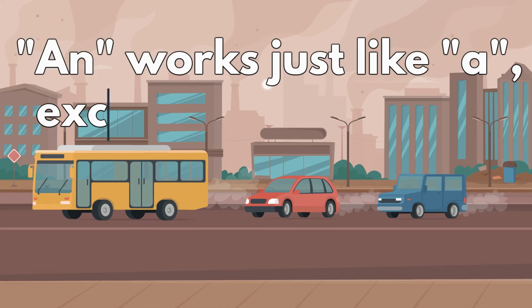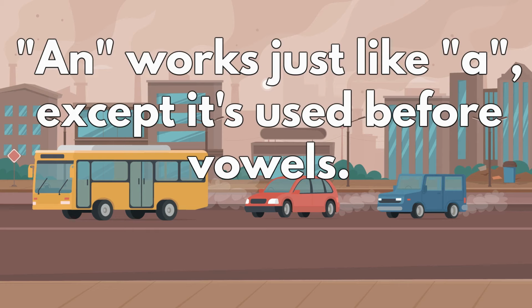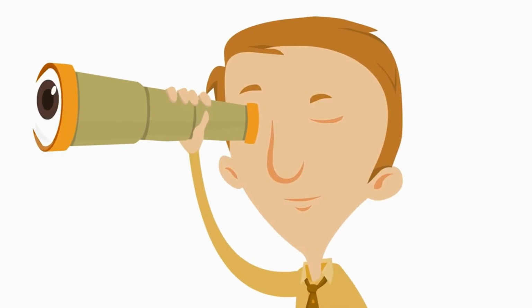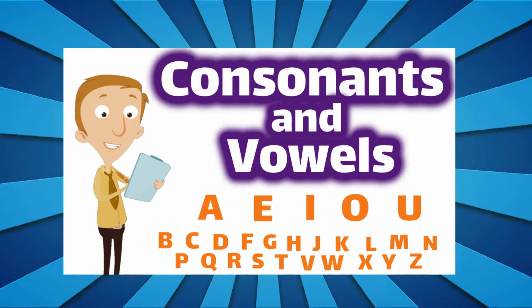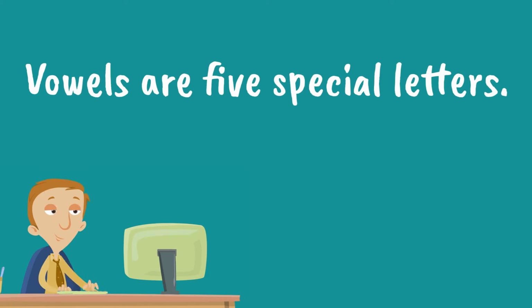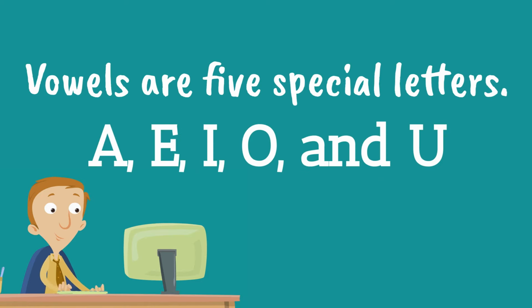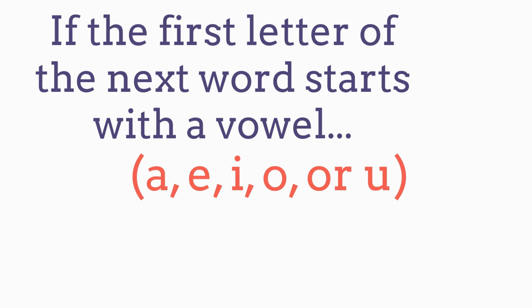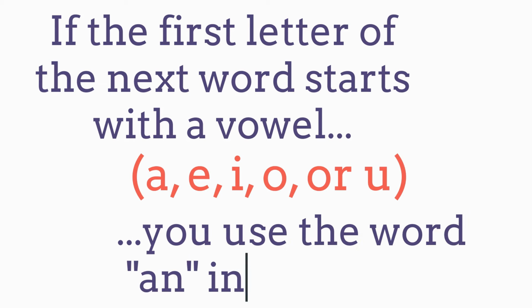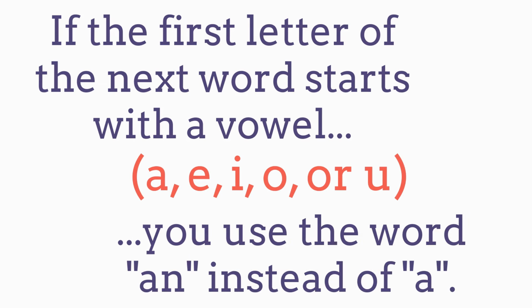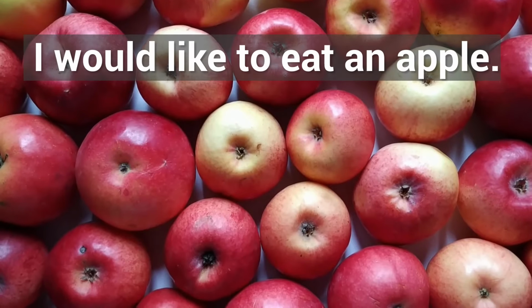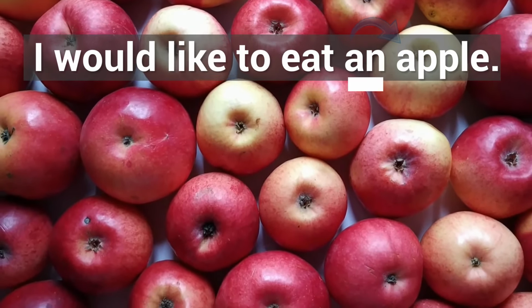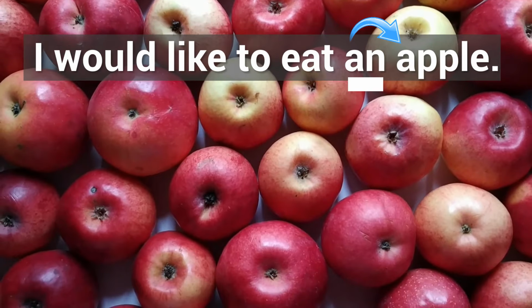An works just like A, except it's used before vowels. I don't know if you've seen my consonants and vowels video, but basically vowels are 5 special letters, A, E, I, O, and U. If the first letter of the next word starts with a vowel, A, E, I, O, or U, you use the word an instead of A. Check this out. I would like to eat an apple. We use an because apple starts with a vowel.